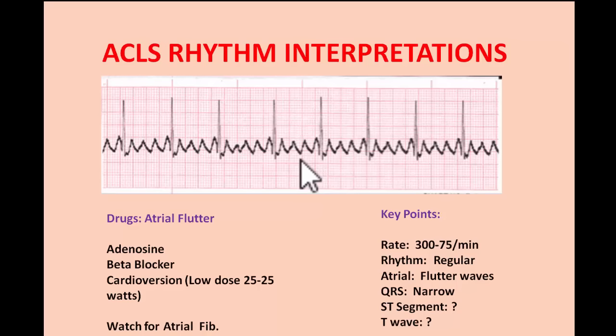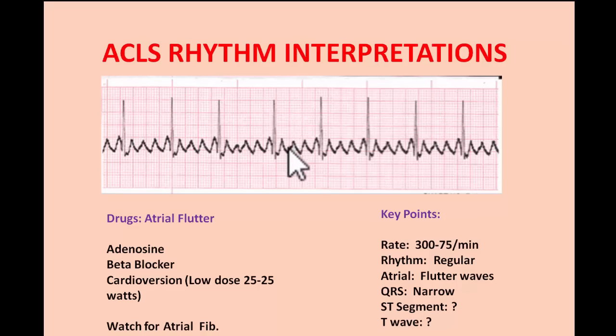What is the treatment? If this is a paroxysmal atrial flutter, we can try adenosine, sometimes beta blockers such as Lopressor may be used intravenously to slow the rate, so it helps in diagnosing an underlying rhythm, especially if it's very rapid. And if the patient's condition is unstable, we can do cardioversion using a low dose of 25 to 50 watts or joules.